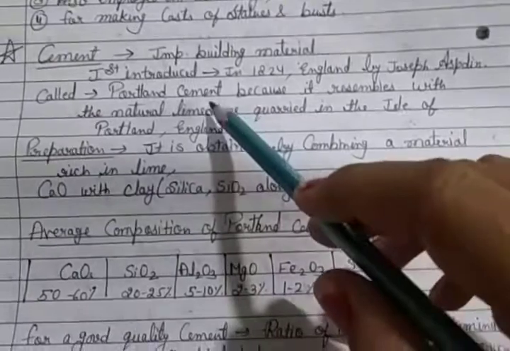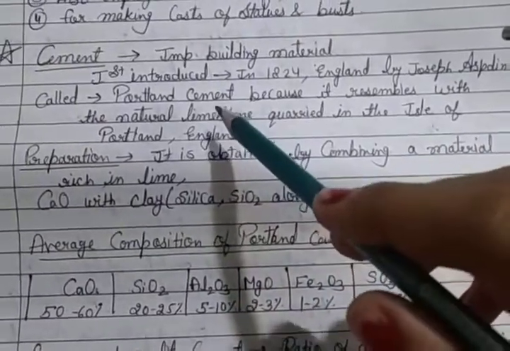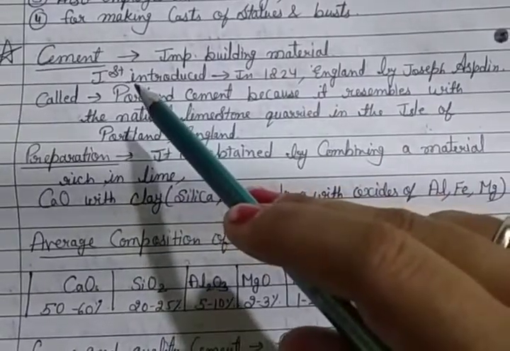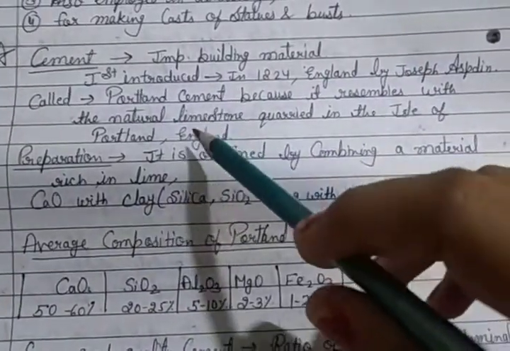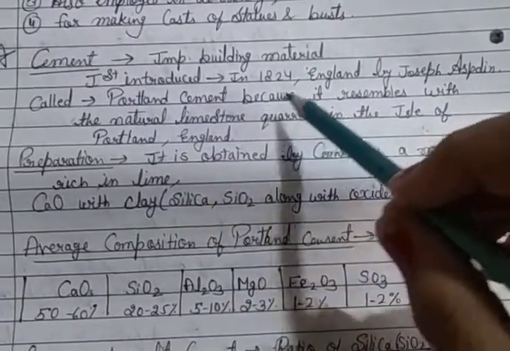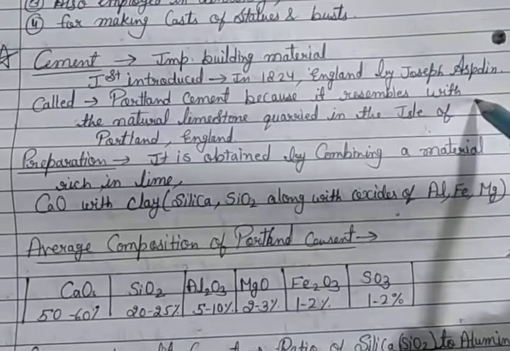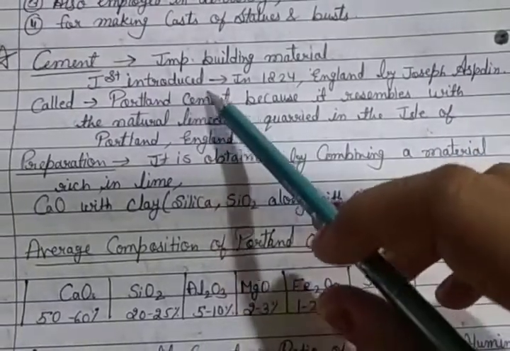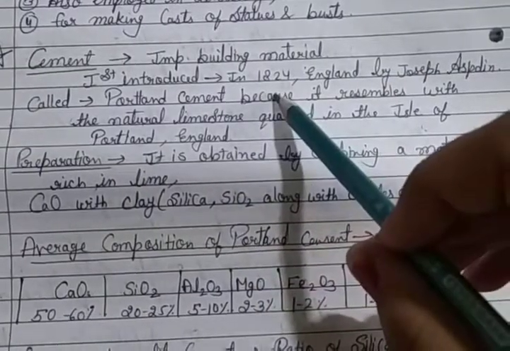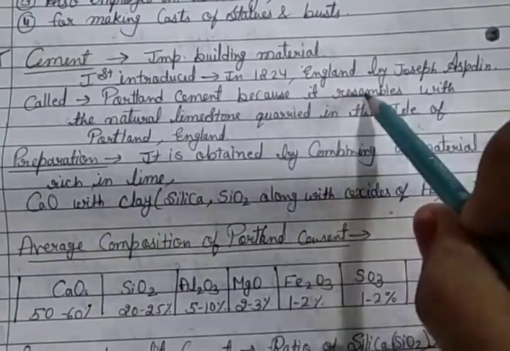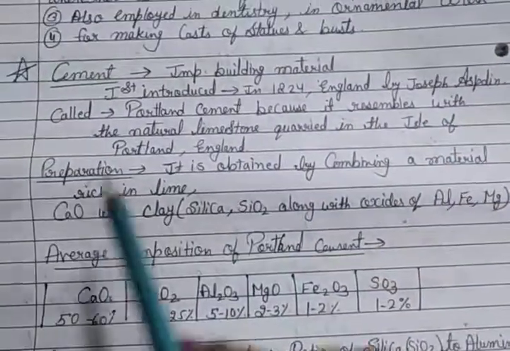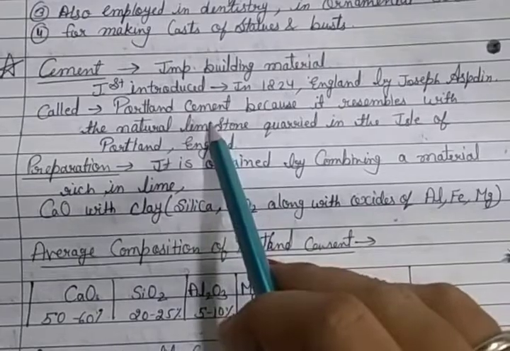Then next is cement, the next important compound. It is an important building material, and you already know the name cement. Cement was first introduced in 1824 in England by Joseph Aspdin, and it is called Portland cement.